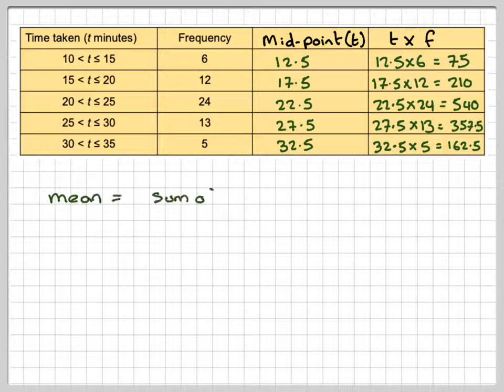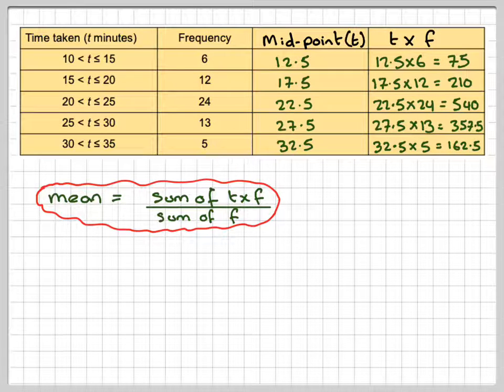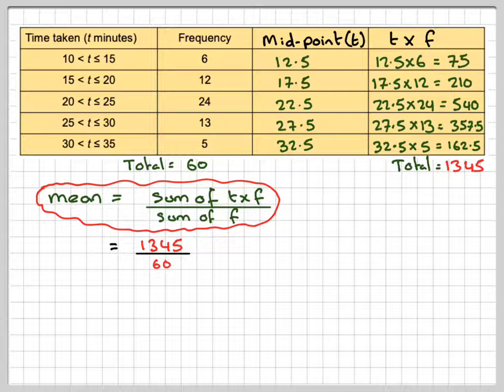Now the mean is going to be the sum of t times f, the sum of this, divided by the sum of f. We know if we add these up, the total is 1,345, so it's going to be 1,345, and the total here should be 60, because there were 60 people given in the question. Then if we do the division, we get 22.416.